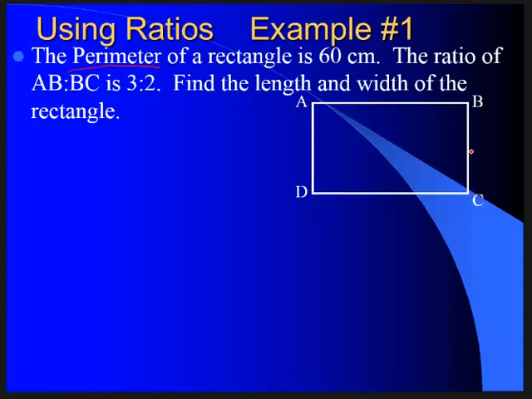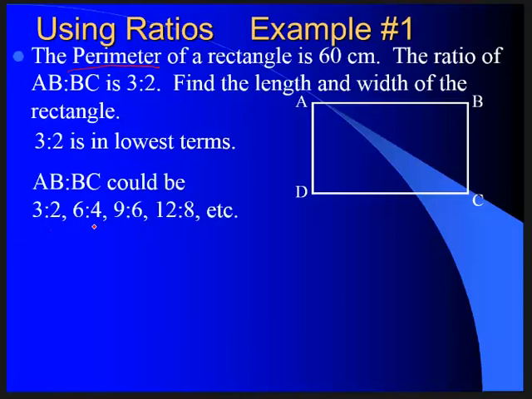So what numbers can we put in here for our length and our width so that it has a 3 to 2 ratio? That doesn't mean that it is 3 and 2. It just means when you reduce it, it reduces to 3 to 2. That's the lowest terms. So the actual numbers could be 6 and 4, or 9 and 6, or 12 and 8, and so on. All of these reduce to 3 to 2, or 3 over 2. We've got to figure out which of these can I plug in here so that they add up to 60.